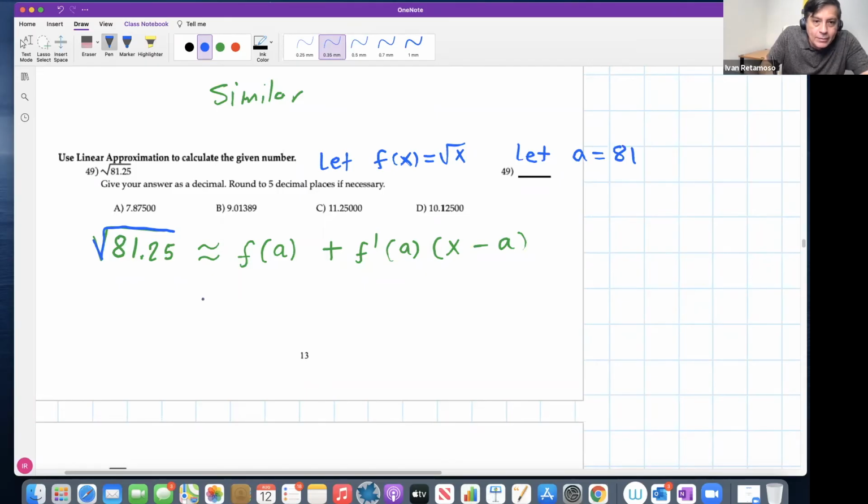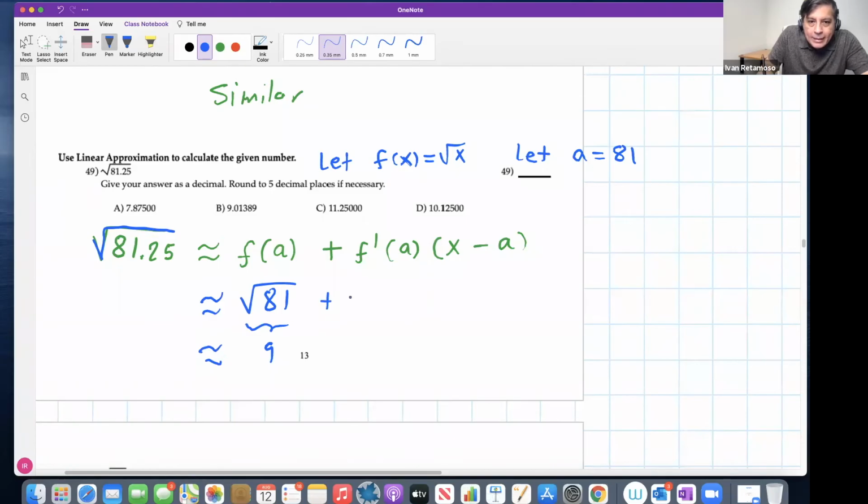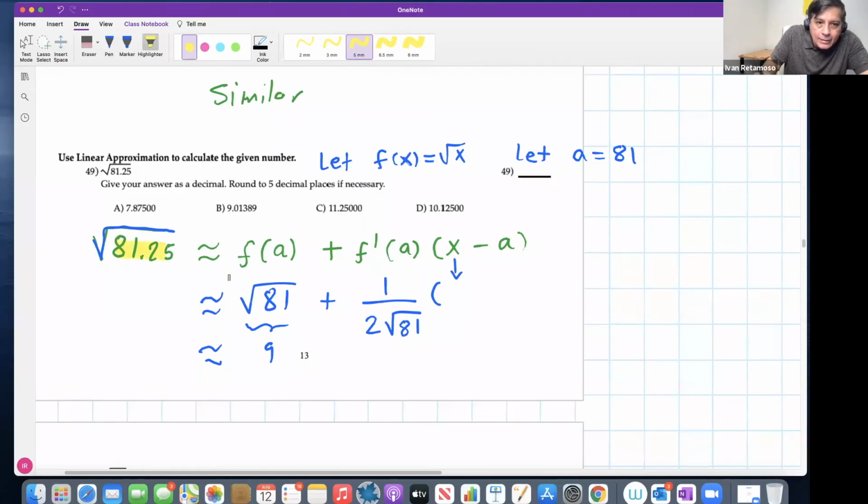Great. With this, just do the following. The function evaluated at 81, so what is that? The square root of 81, which equals 9. Very good, exact. Now the contribution of the derivative. The derivative of the square root function is this, but we're evaluating at our base point 81. Now, what is x? X is this guy, the one that we're interested in.